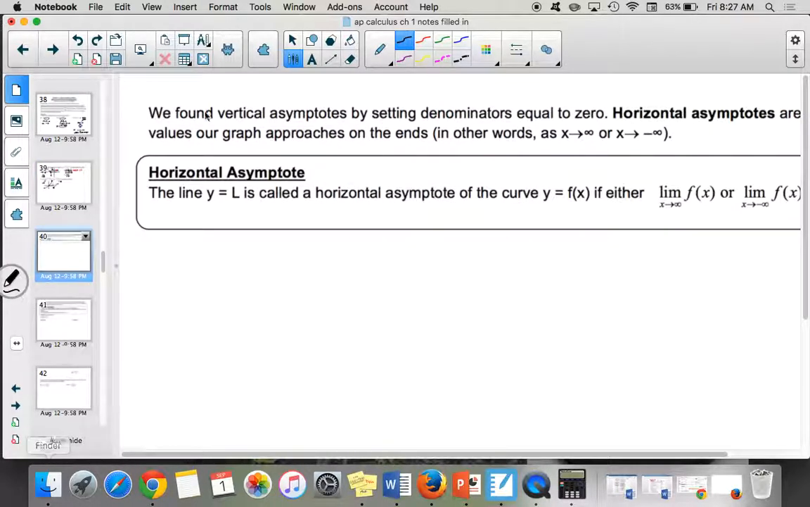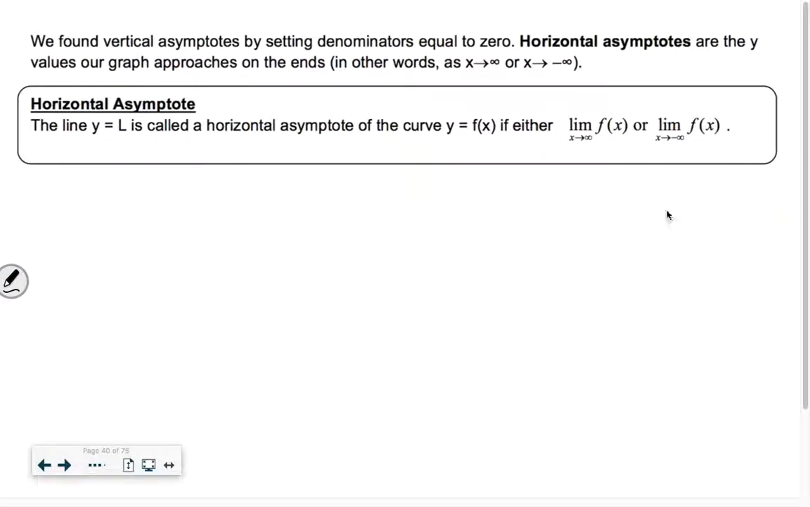All right. Okay, so the next thing, it says we found vertical asymptotes by setting denominators equal to 0, but horizontal asymptotes are the y values our graph approaches on the ends. So in other words, as we approach infinity or negative infinity. So most of the graphs that you see will have only one horizontal asymptote. So that's when you have a polynomial divided by a polynomial. But we are occasionally going to see ones in calculus where we have 2 horizontal asymptotes, and those are the ones that have like the square root of x squared somewhere, okay?